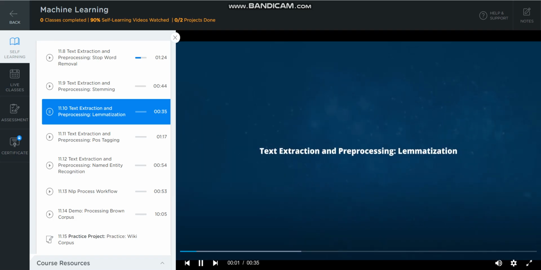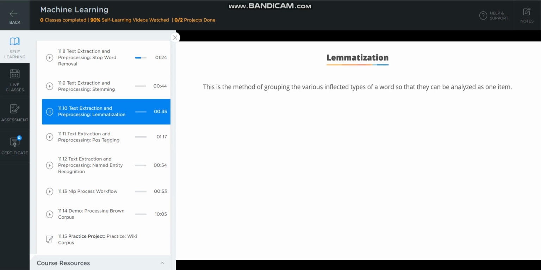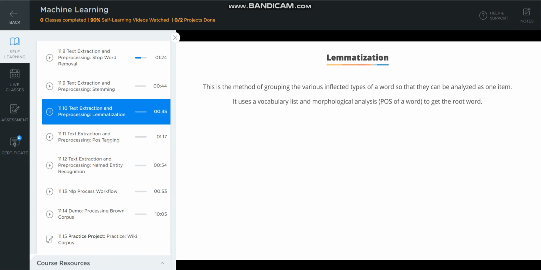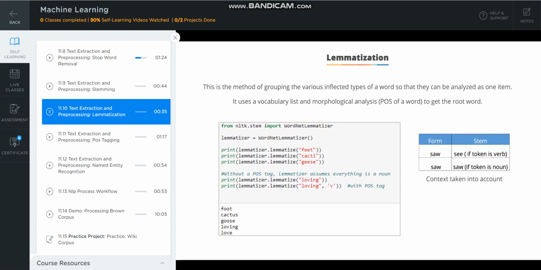Text extraction and pre-processing: lemmatization. Lemmatization is the method of grouping the various inflected types of a word in order that they can be analyzed as one item. It uses a vocabulary list or a morphological analysis to get the root word. It uses the WordNet database that has English words linked together by their semantic relationship. As you can observe in the given example, the different words have been extracted to their relevant morphological word using lemmatization.